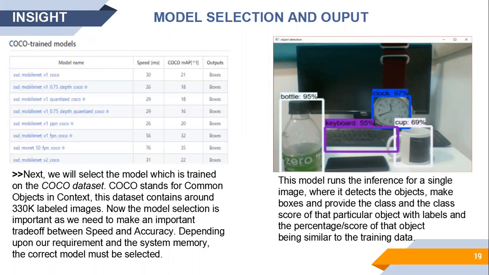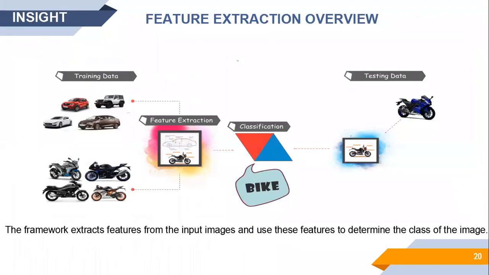It will get an accuracy of 95%. Clock will have an accuracy of 97%, keyboard 55%, cup 16%. Like this it will produce accuracy. This model runs inference for a single image where it detects the object, makes boxes, and provides the classes and the class score of that particular object, with labels and the percentage score of that object being similar to the training data. So next one is the feature extraction overview.